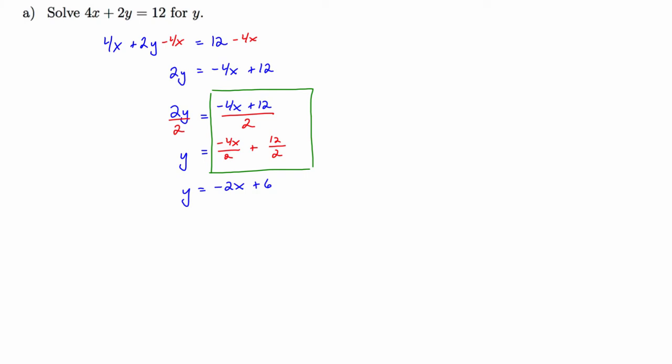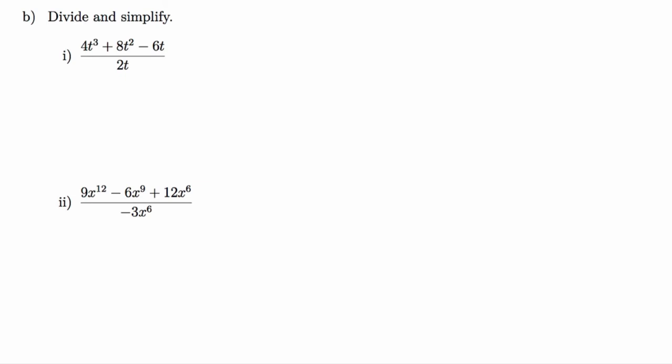So let's take a look at part B of this example, where we're going to divide polynomials by monomials outside of this context. In example B, part 1, we have 4t to the third plus 8t squared minus 6t, all divided by 2t. What we need to do to carry out this division is simply divide each of the terms in the numerator by that 2t. In the beginning, we'll practice writing this out step by step. As we become more comfortable, we won't need to write as much of this out by hand.